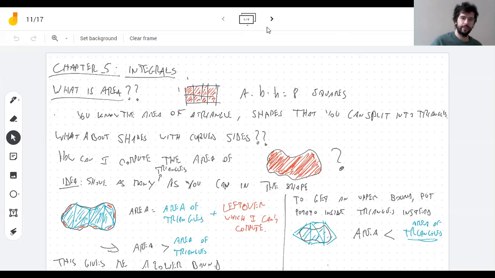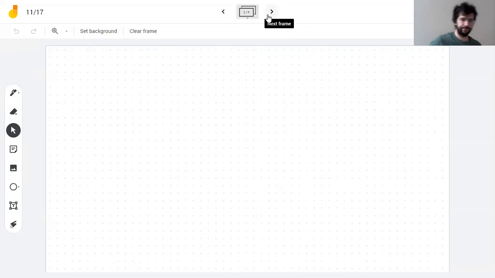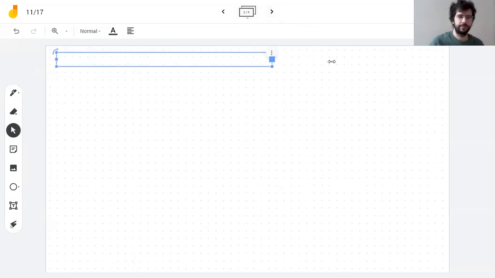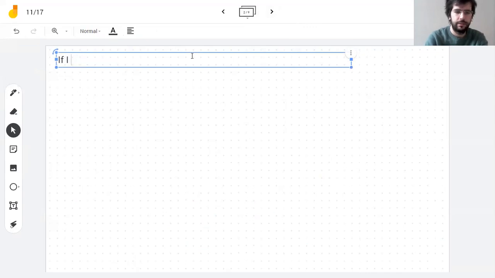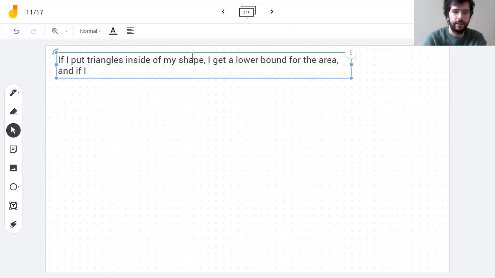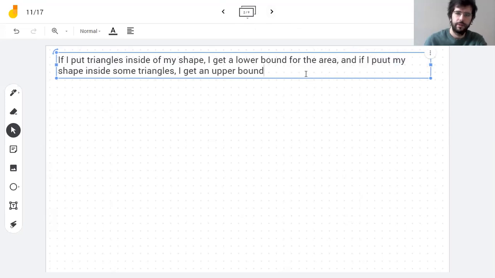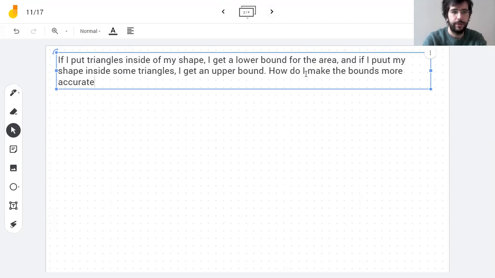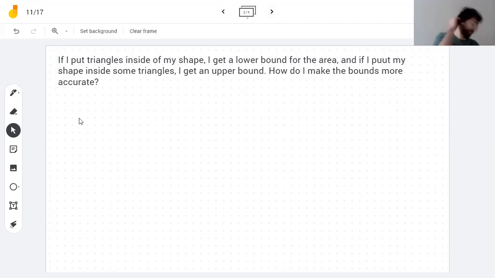So if I put triangles inside of my shape, I get a lower bound for the area. And if I put my shape inside some triangles, I get an upper bound. How do I make the bounds more accurate? More accurate would be to make them closer to each other. If I know it's between 11 and 13, maybe a better bound would be that it's between 12.5 and 12.6.